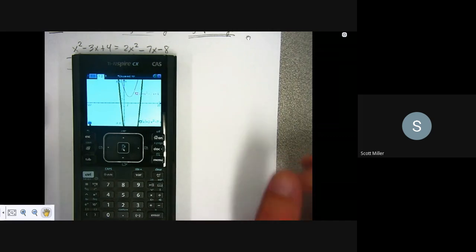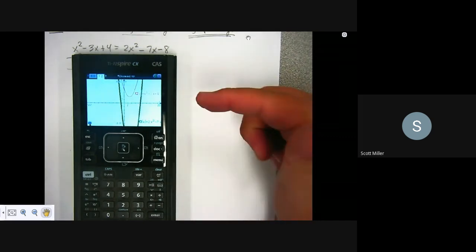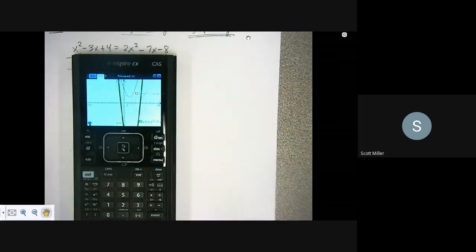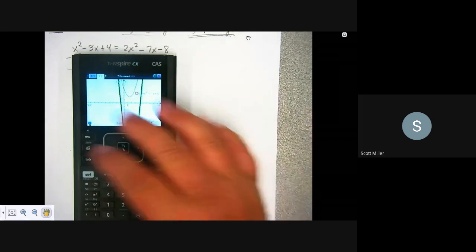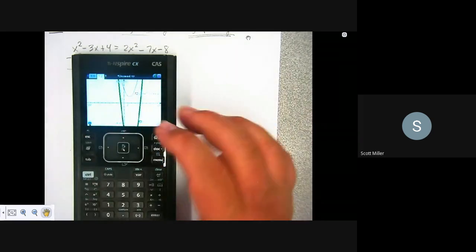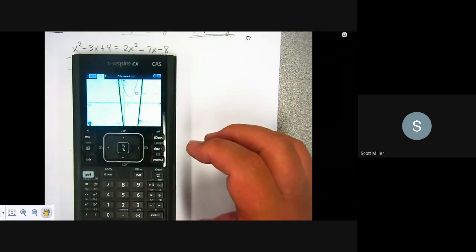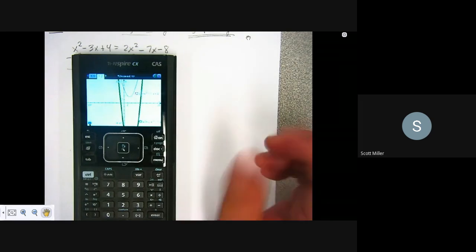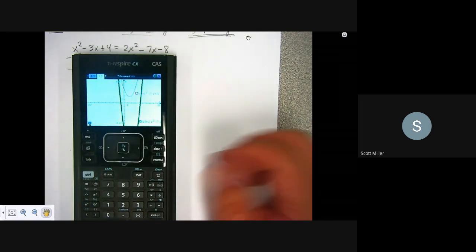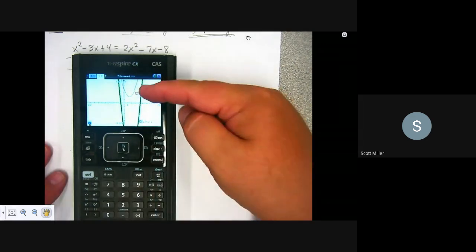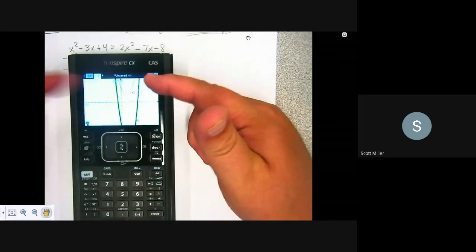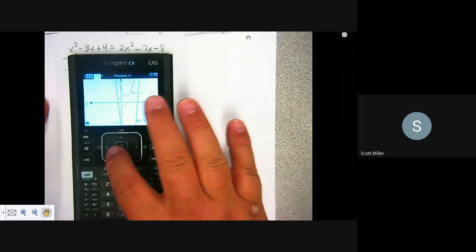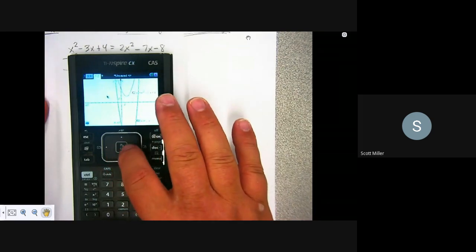So now both graphs are on the same screen. What I'm looking for here is when are they equal? Well, if they're equal, then they have to touch, don't they? So what I need to do is move this around, change the window settings so that I can see the graphs and where they cross. You can move things around a couple of different ways. Number one, because I know the answers already, I can come up here, go to a blank area, get that hand, or just off to the side here.